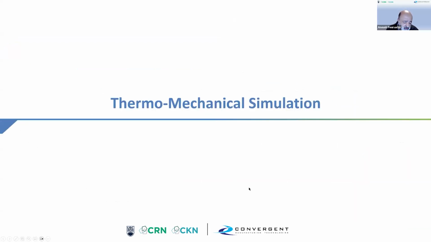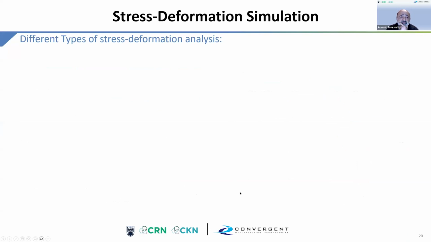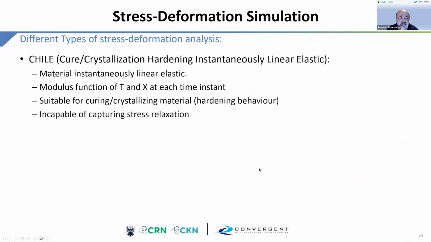What about thermomechanical simulation? Well, there's a whole bunch of ways that we can analyze stress development in a composite. The simplest is to use a very simplified hardening instantaneous linear elastic approach, which basically says that the modulus of the material is a function of the temperature and the degree of crystallinity at each time instant. It can do hardening behavior, but it can't do stress relaxation.